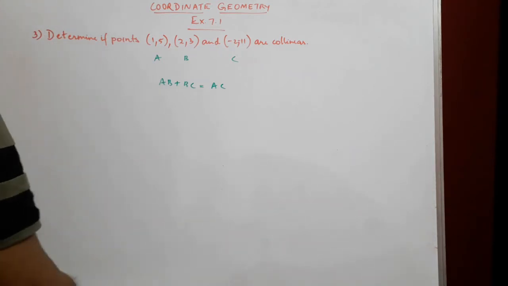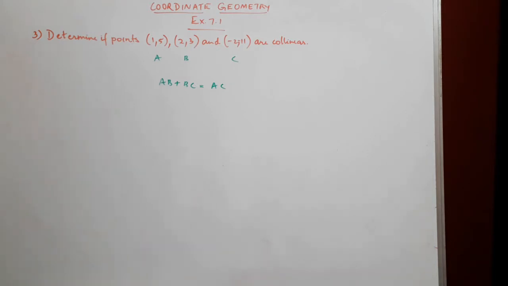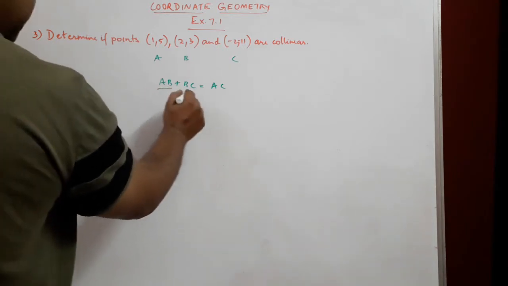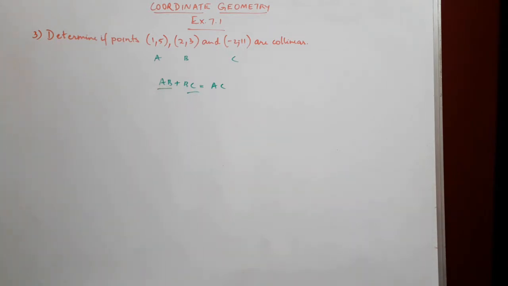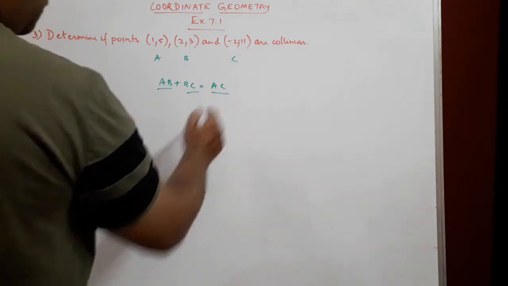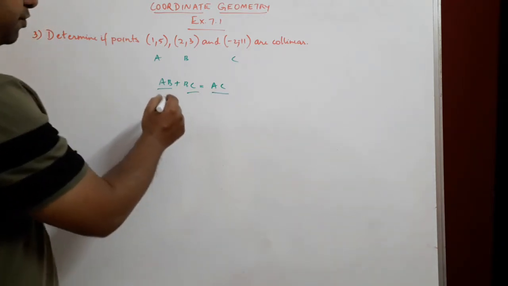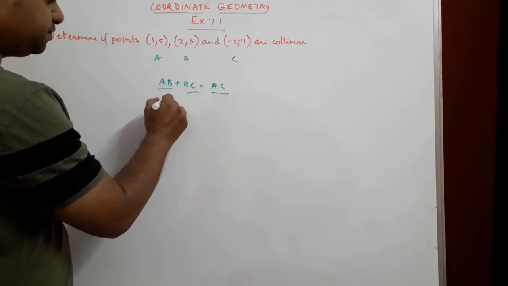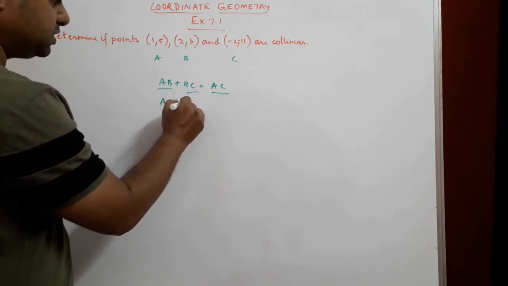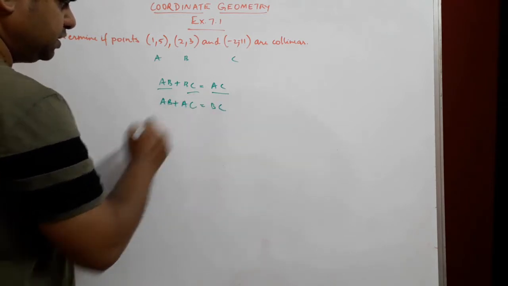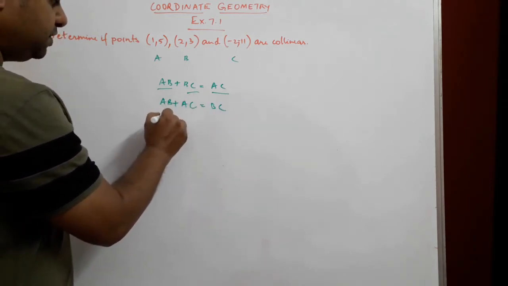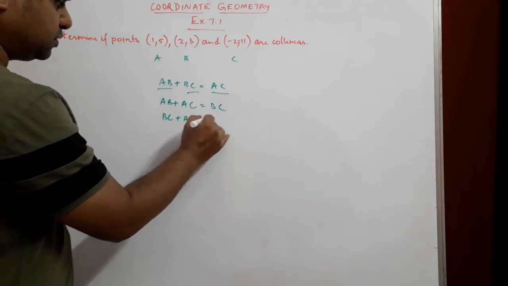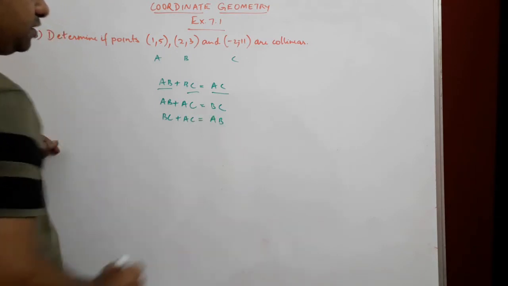In other words, for 3 points to be collinear, we need to prove that the sum of distances between 2 pairs of points is equal to the third pair. So it is enough to prove this, or we can take AB plus AC equal to BC, or BC plus AC equal to AB. You are getting it?